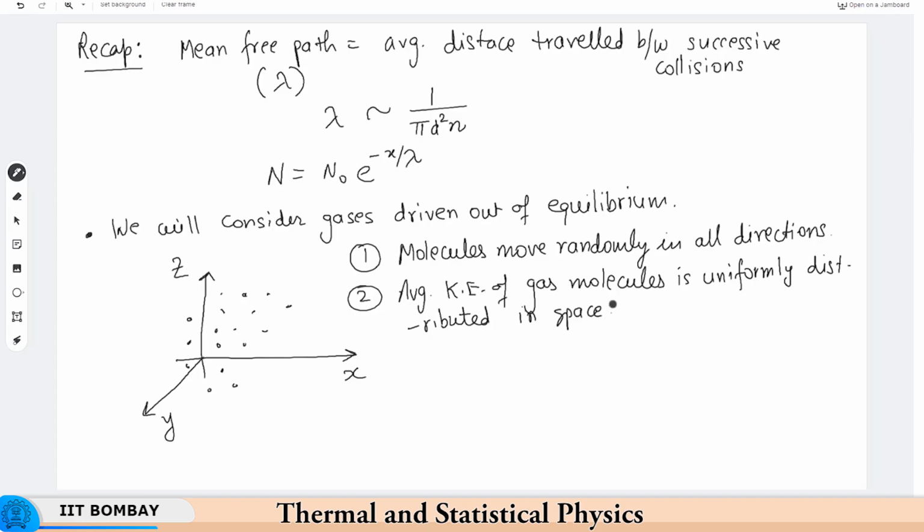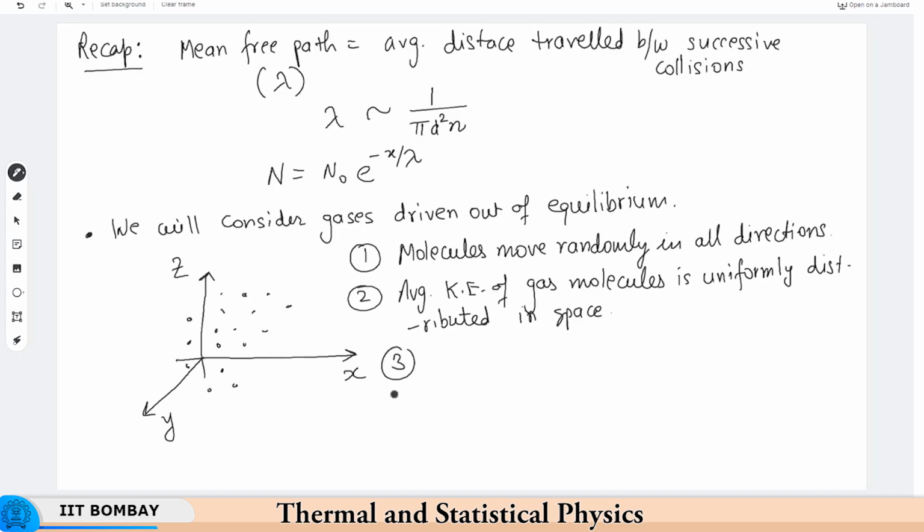All that means was, if I calculate the average kinetic energy of a gas molecule moving in one corner and in the other corner, that is the same, which means there is no temperature gradient, right. So, the kinetic energies are equally distributed, uniformly distributed in space.